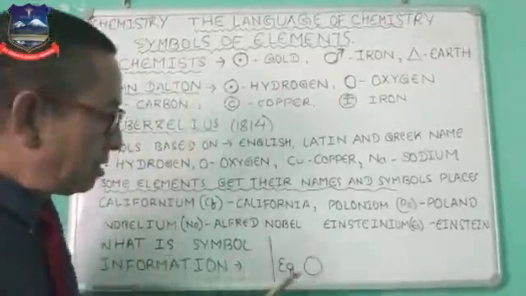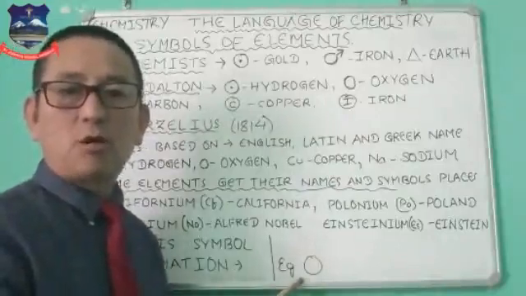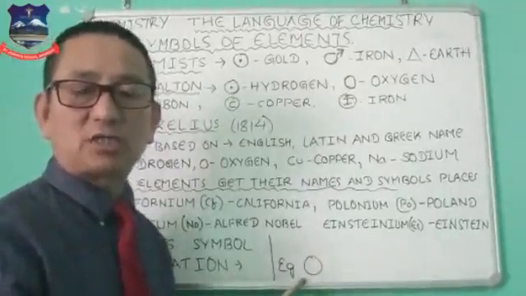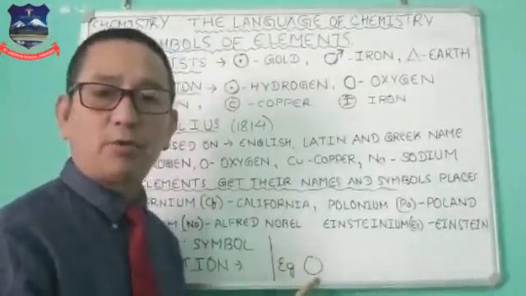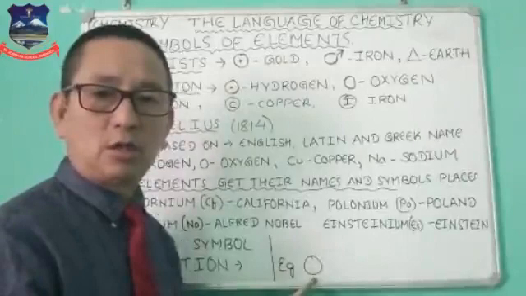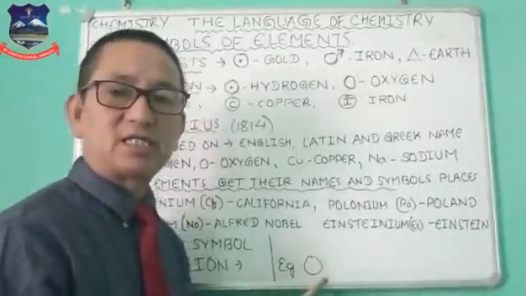For example, here O. O is the symbol of what? Oxygen. O is the symbol for oxygen. O represents one atom of oxygen. O represents the atomic weight of oxygen, that is 16.